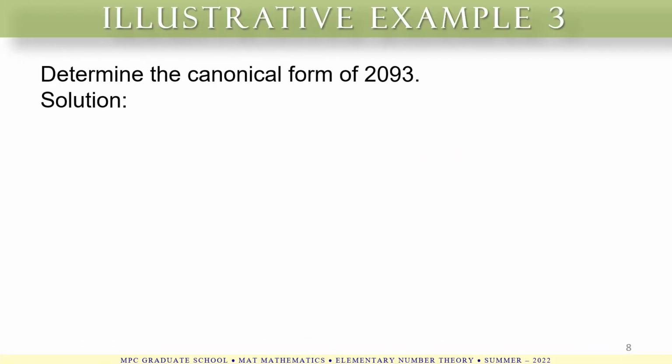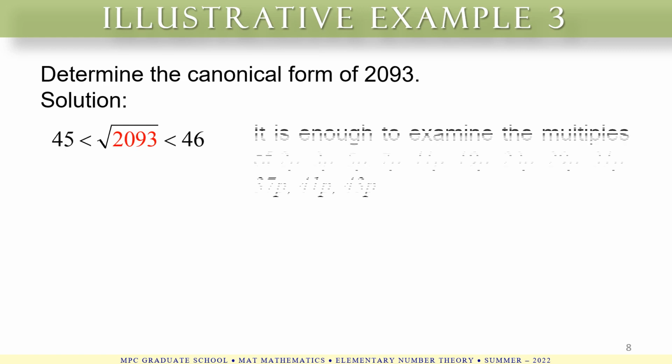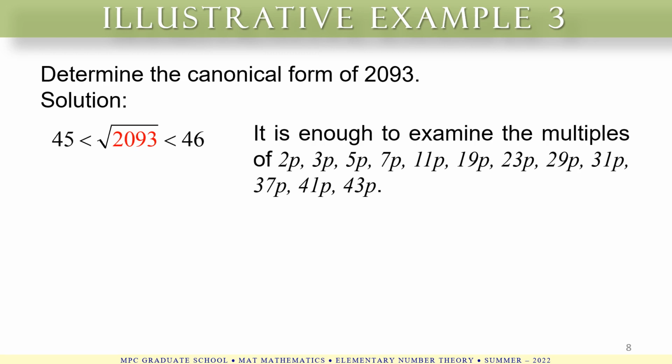Determine the canonical form of 2093. To determine which of the primes will be used, we need to get the square root of 2093. The square root of 2093 falls between 45 and 46. It is enough to examine the primes from 2 up to 43. We will see that 2093 is a product of the prime 7 and the number 299.